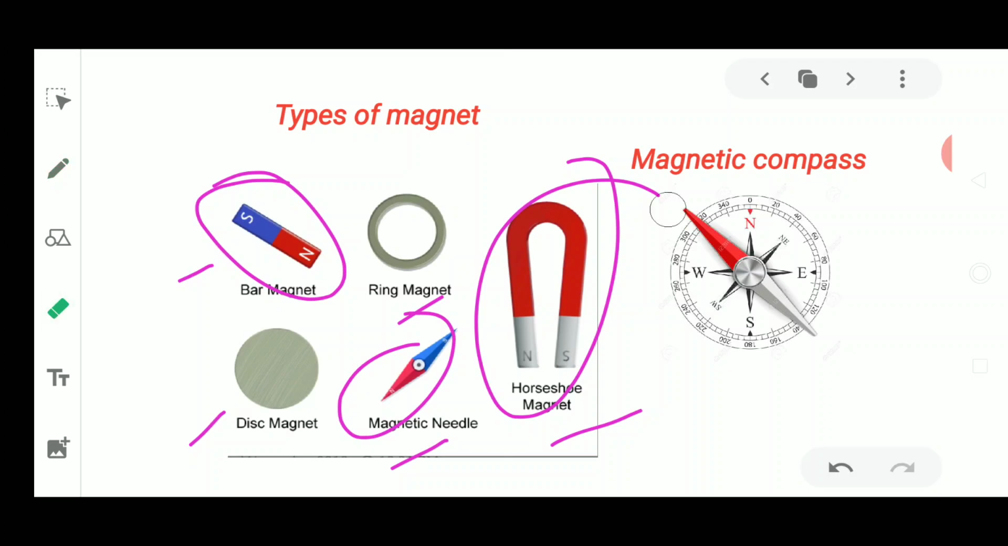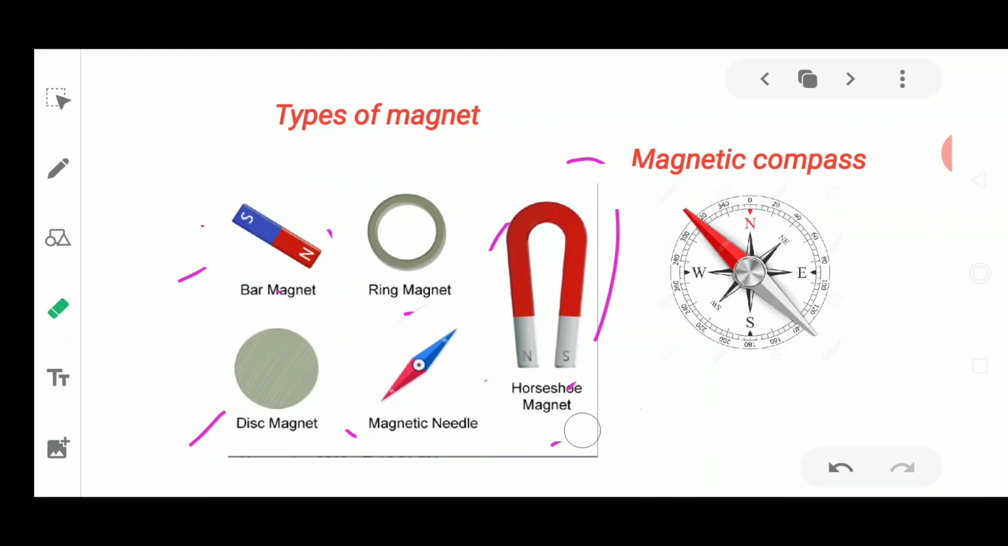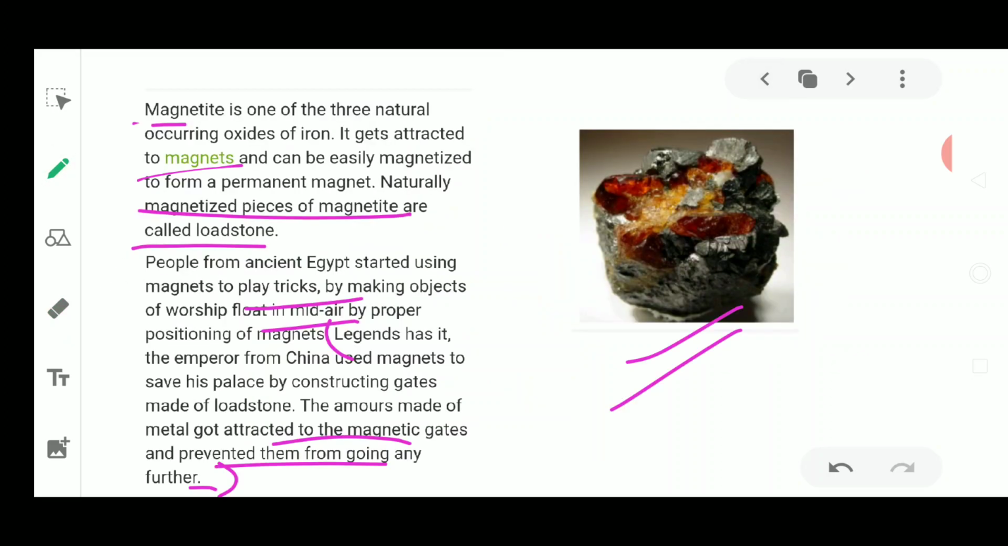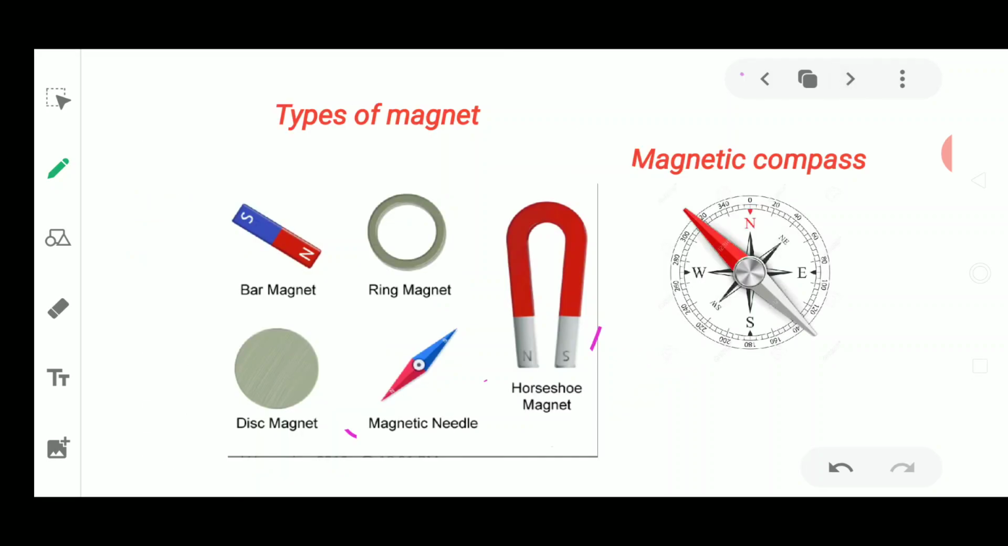Now, on the basis of occurrence, magnets are of two types. The first one is the natural magnet, which we have just seen, the magnetite ore, which is used for making permanent magnets. The next one is called artificial magnets, or man-made magnets. These are the magnets made by human beings. These are examples of artificial magnets.